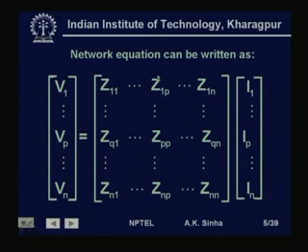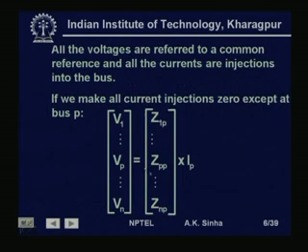That is, what we get is only the pth column of the Z bus matrix. When only the current IP is non-zero, the relationship we get is V1 up to Vn equal to the pth column of the Z bus matrix into IP. So, what do we understand from this?